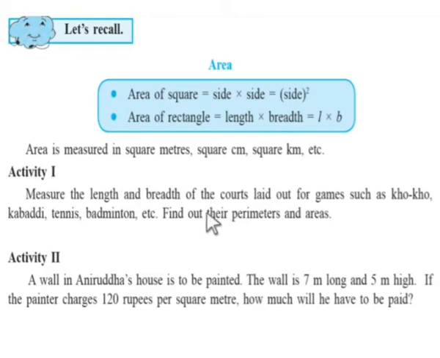Children, in this example, you must be going to play such games. So you can take measurement of any ground or court wherever you are going, and you have to find the perimeter and area. Also, in second activity, a wall in Anirudh's house is to be painted. The wall is 7 meter long and 5 meter high. If the painter charges 120 rupees per square meter, how much will he have to be paid? Such examples we have seen last year.